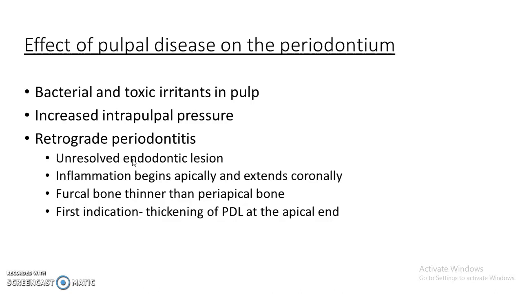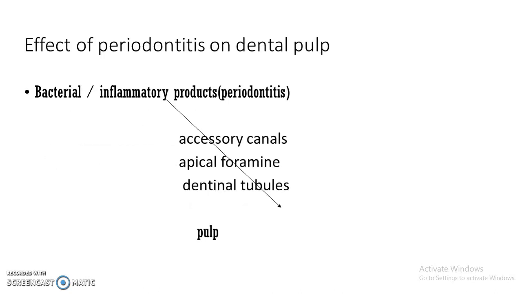So the effect of pulpal disease on the periodontium is caused by bacterial and toxic irritants in the pulp, increased intrapulpal pressure, and retrograde periodontitis. Effect of periodontitis on dental pulp: the bacterial and inflammatory products present at the time of periodontitis pass through the accessory canal, apical foramen, and dentinal tubules. They affect the pulp.